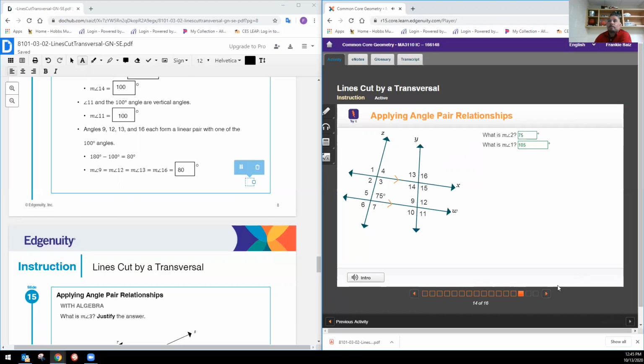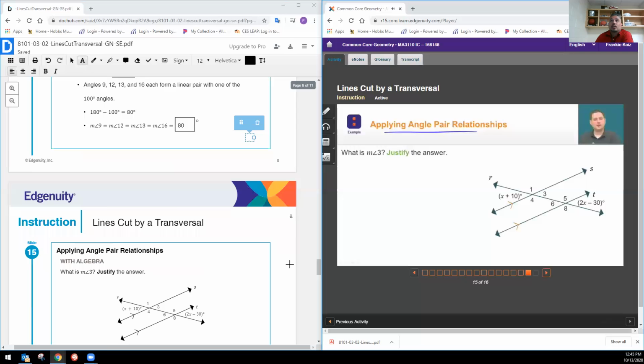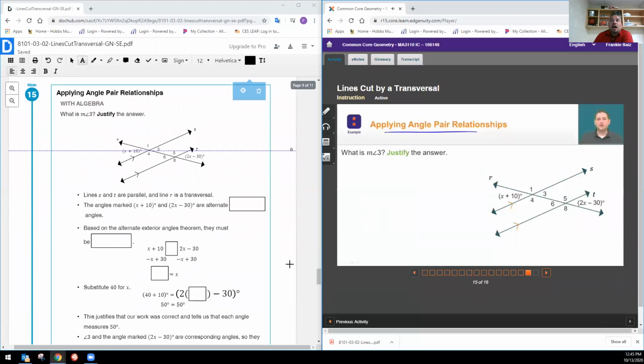Now let's look at an example where the angle measures are algebraic expressions. So let's take a look at another problem where we can apply angle pair relationships. And this time for our diagram, we're going to identify the measure of angle 3. And we want to justify our answer, which means we want to give a really good reason of why that answer must be correct.